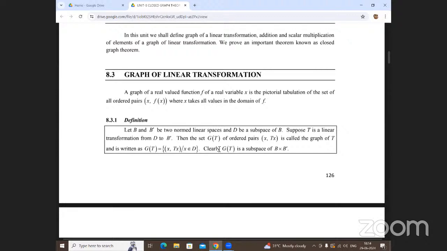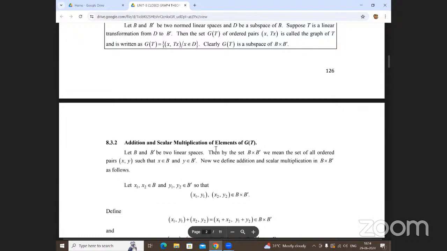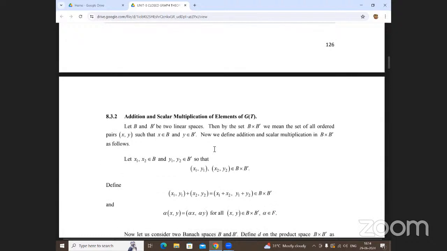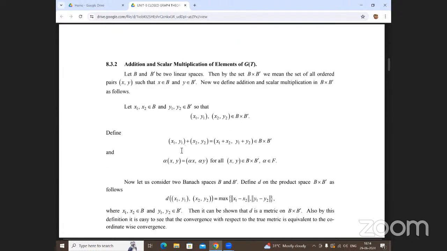So that graph G of T is a subspace of what? The Cartesian product B cross B dash. What are the addition and scalar multiplication of elements of G of T? That is also very simple, a simple representation.